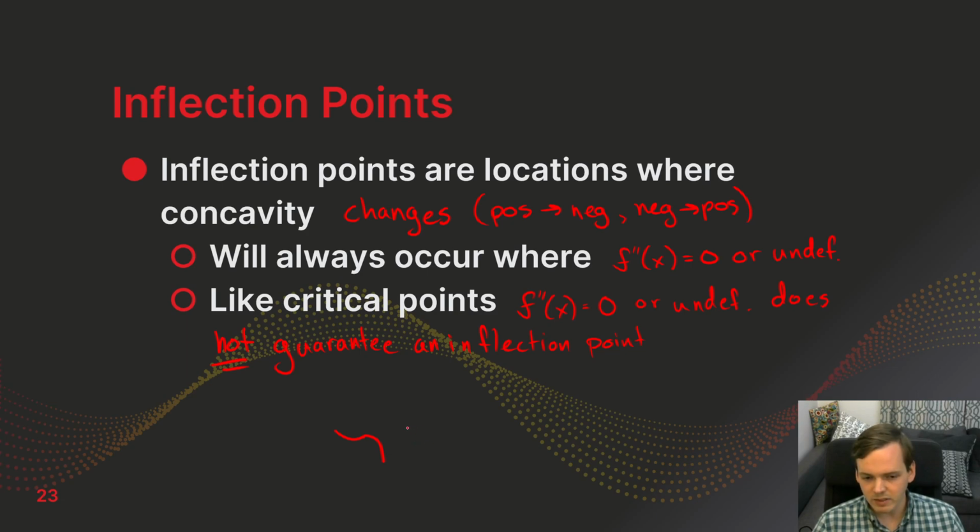Because you can have something like this. Let me see if I can draw it. So in this whole section here, the second derivative is 0, but it's concave up on one side, concave up on the other. And so this section in the middle would not be an inflection point because it didn't change between the two.